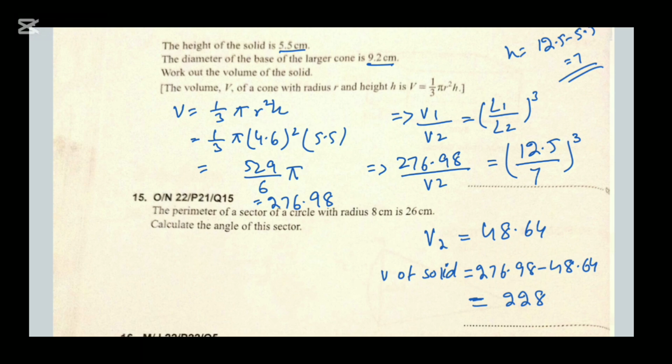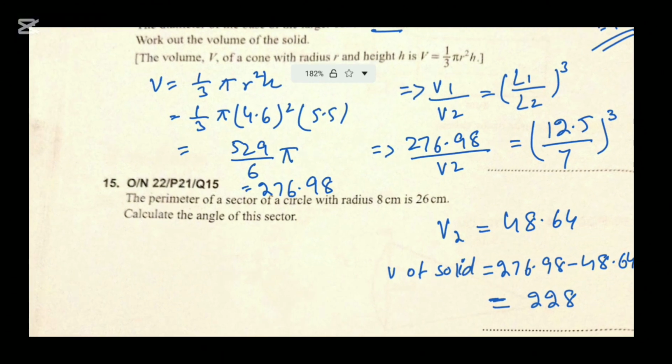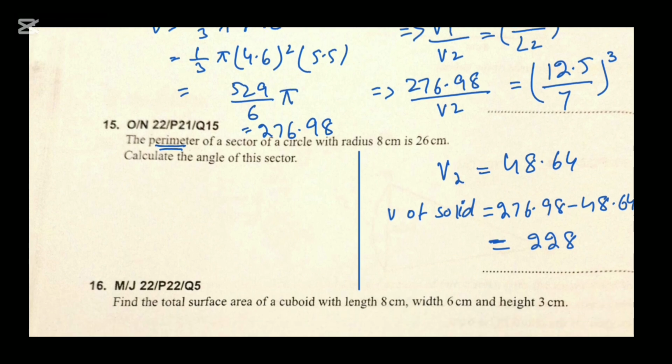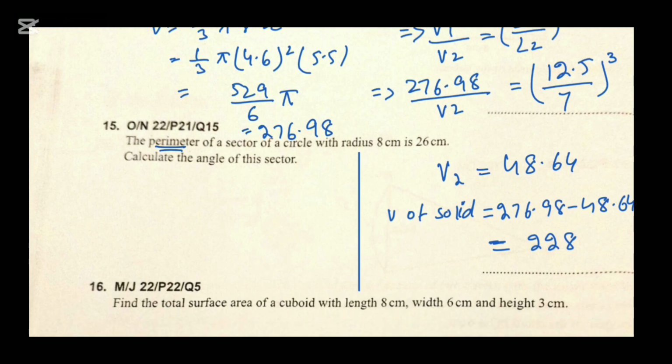Question number 15. The perimeter of the sector of a circle with radius 8 centimeter is 26 centimeter. Calculate the angle of the sector. So the perimeter formula here you have to use. You will use the formula of the perimeter of the sector of a circle, then you can find the angle of this sector. I have used the space for this question, so here I will solve it with another pen.